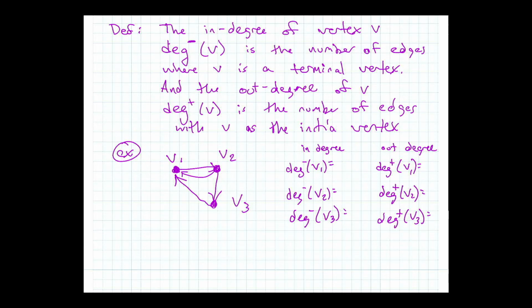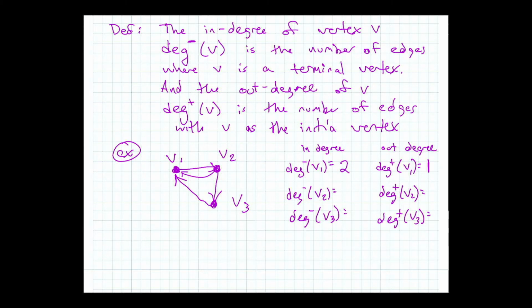So looking at V1, the degree in is the number of edges where V is the terminal vertex. So you say, okay, how many edges are coming into V1? Well, this one is, and this one is. So 2 edges are coming into V1. So this is 2, right? And if you say how many edges are leaving V1, then there's just 1, right? This one right here goes to V2. So the out degree is 1. And these add up, right? 2 and 1, so there's actually 3 edges right here.